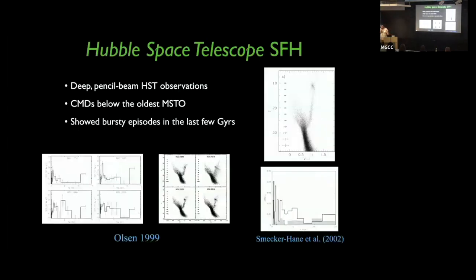So the first really detailed work on the star formation histories of the Clouds was done with HST observations. These are very deep pencil beam observations. They have CMDs that get below the oldest main sequence turnoff. We have some work by Knut Olsen, Smecker-Hane and others that got some early star formation history results, and we're already seeing that the star formation history was very bursty, especially in the last few gigayears.